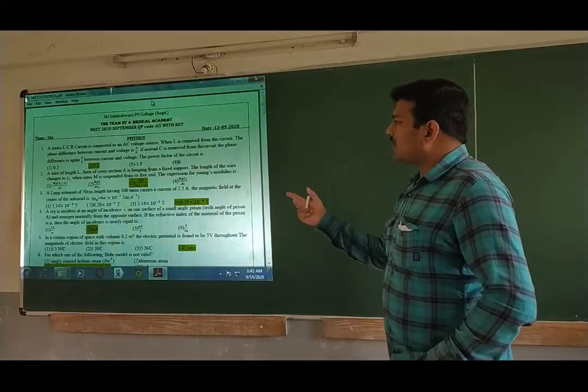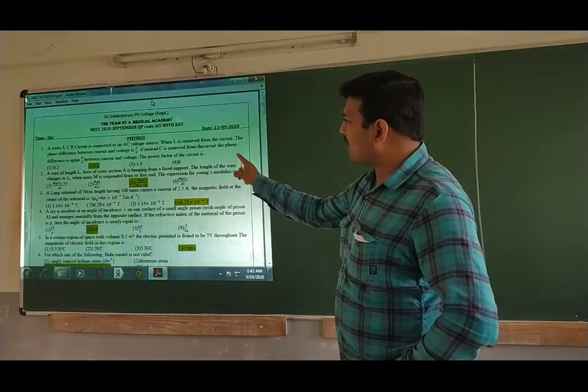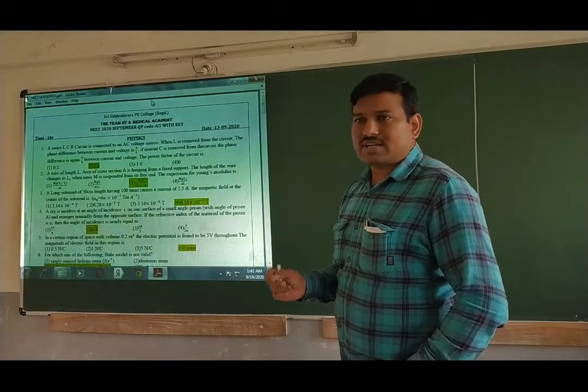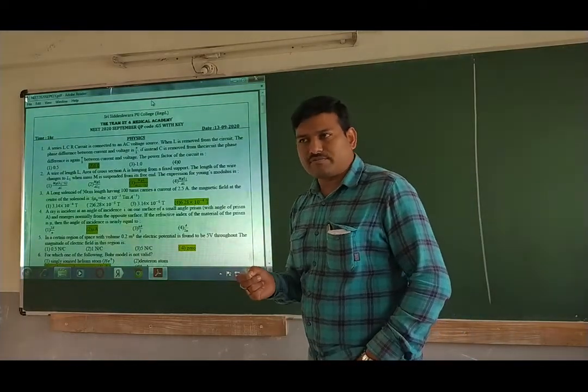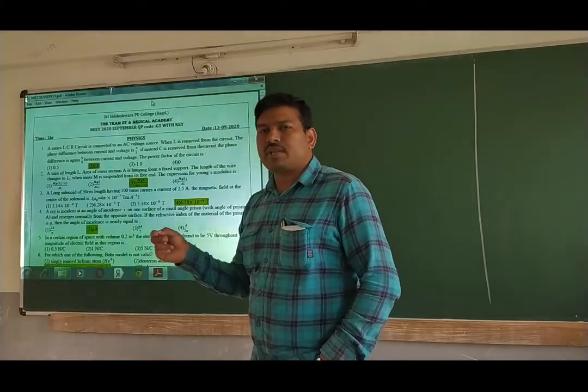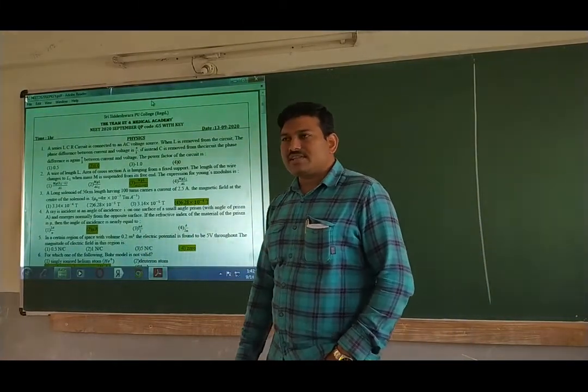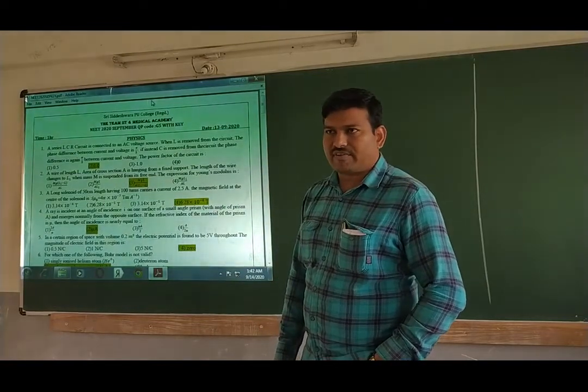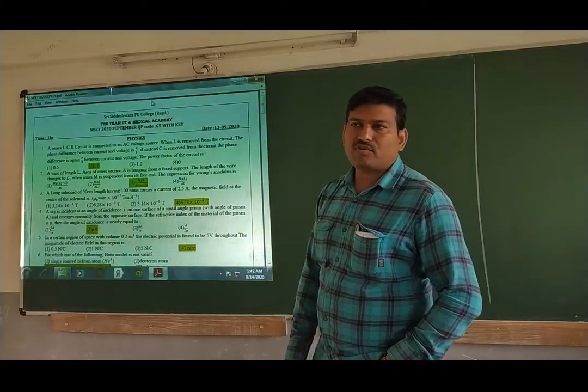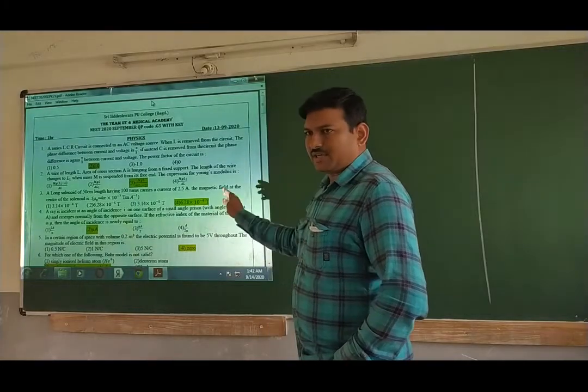From that, what are we able to calculate here? They are asking us to calculate the power factor of the circuit. The power factor formula is known to us, which is one of the most important derivations that we have done. What is the power factor formula? Cos phi is equal to R by Z. Cos phi is equal to R by Z.